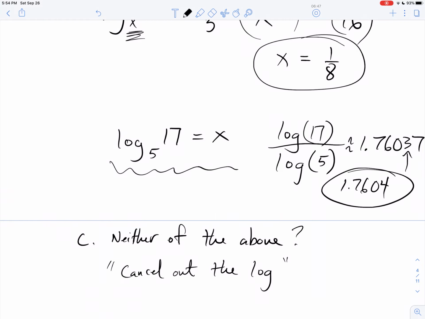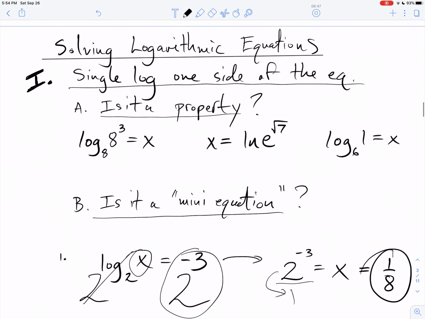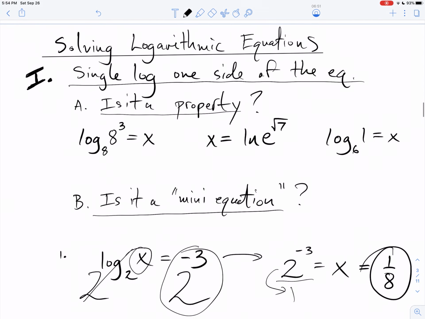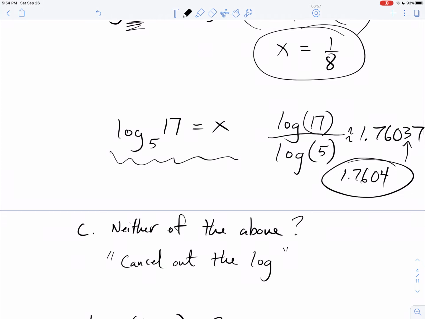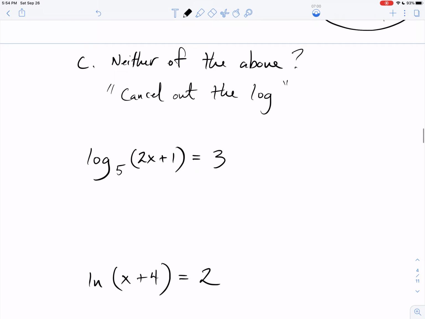Now, if it's not a property, let me scroll up. If it is not a property, nope. What if it's not a mini equation? Nope. Well, we're going to do cancel out log style. So take a look at this.